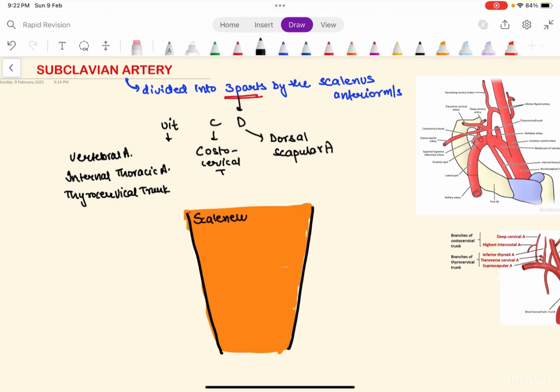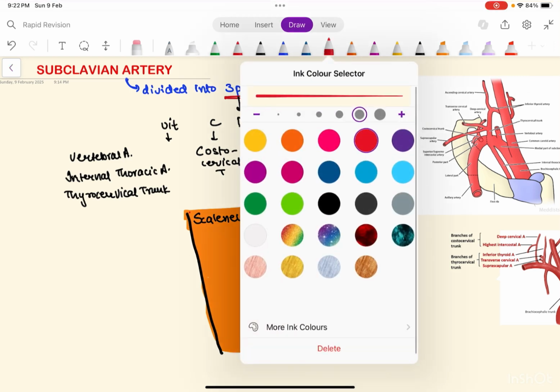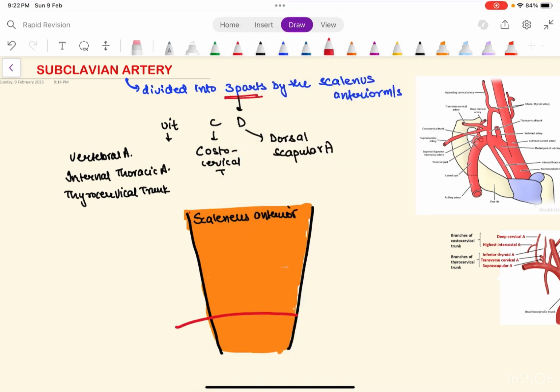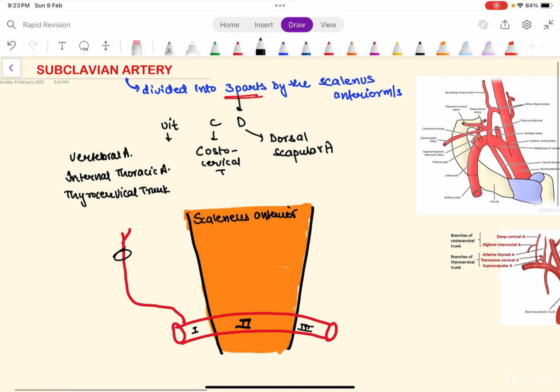So scalenus anterior, then let's draw the artery. You have something like this. Now this is the first part, this is the second part, and this is the third part. For the first part, as I told you, VIT. So the first branch is the vertebral artery.